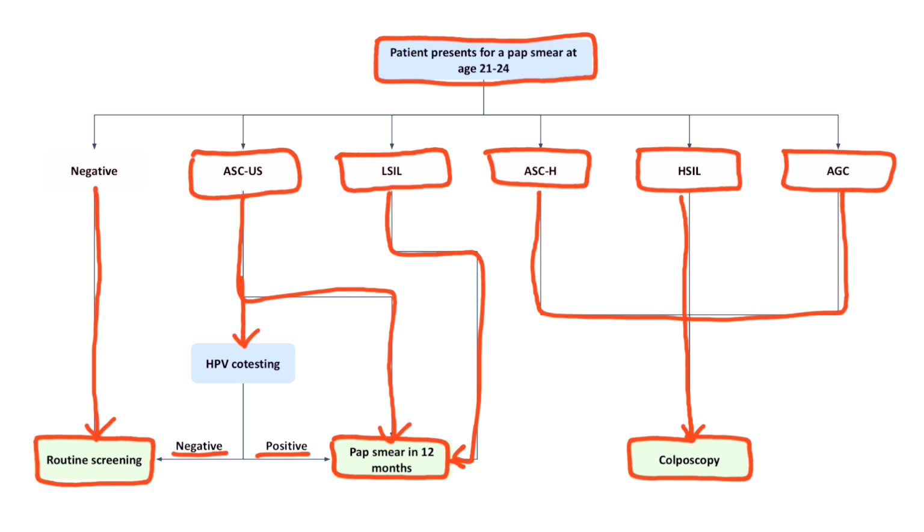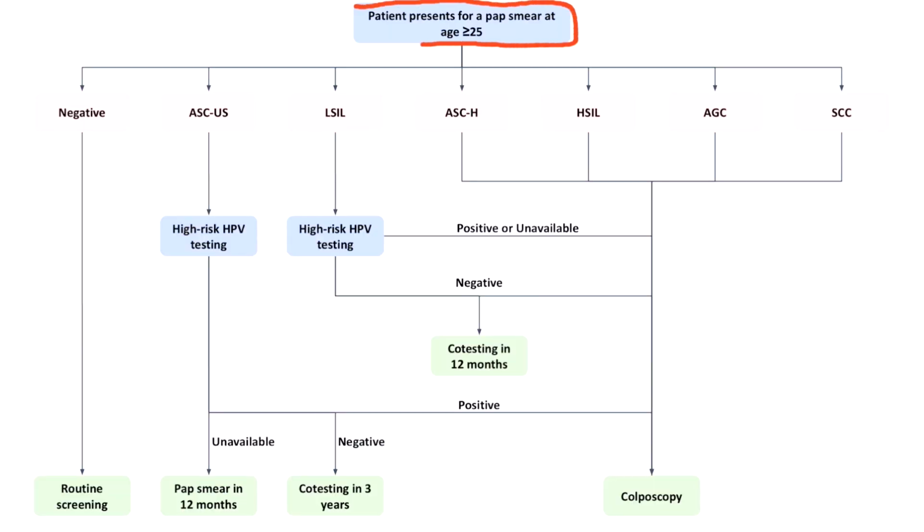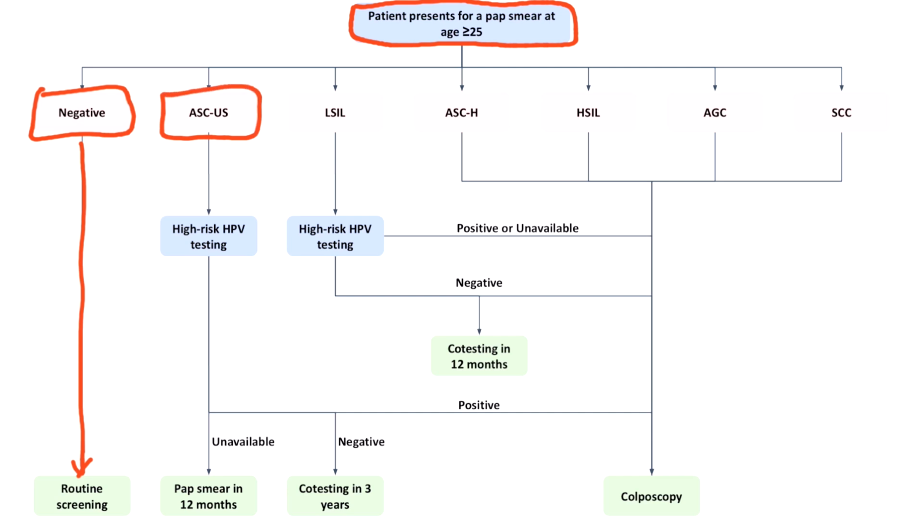Again, the goal is to highlight only the most frequently tested scenarios, rather than every possible scenario. Now, suppose a patient presents for a pap smear at age 25 or older. If the pap smear results are negative, proceed with routine screening. If the pap smear results show ASCUS, the next best step is to consider high-risk HPV testing.